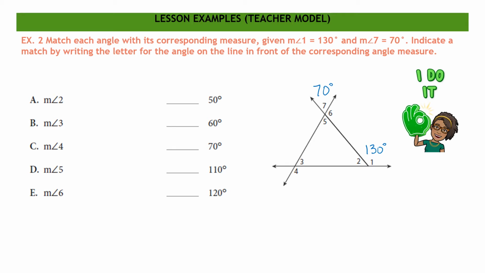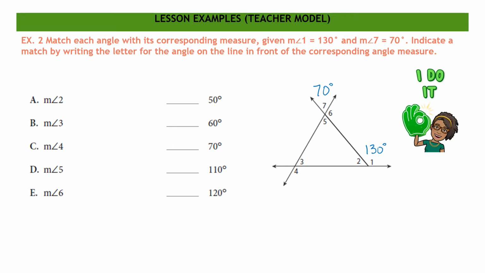And then we have these angles of 50 degrees, 60, 70, 110, and 120 degrees listed here. So our goal is to match the indicated angles on the left with the measures of the angles on the right, based on the angle relationships within the diagram. They already gave us the measure of angle 1 was 130 degrees. So let's try to go in order to see if we can find these angles.